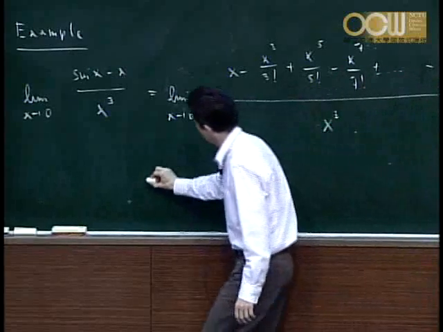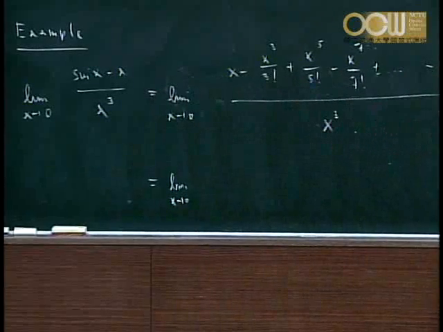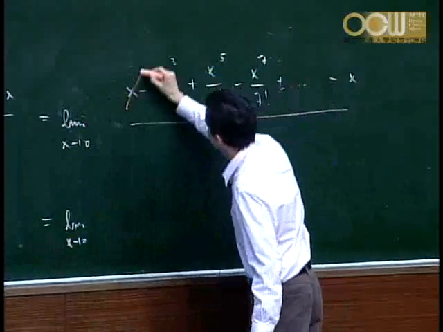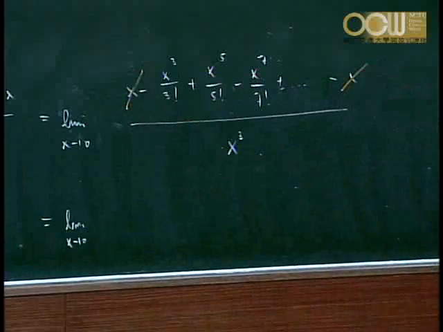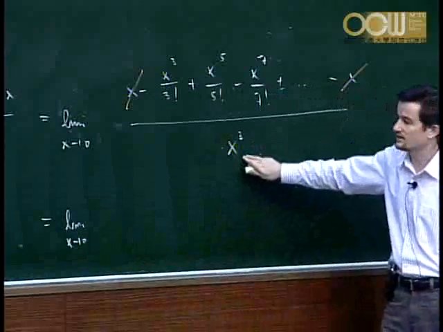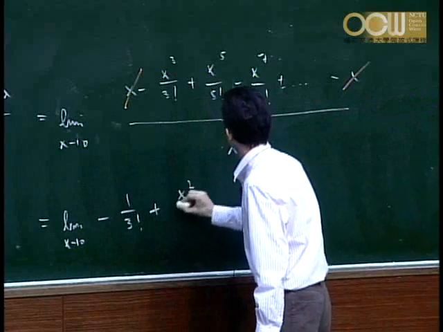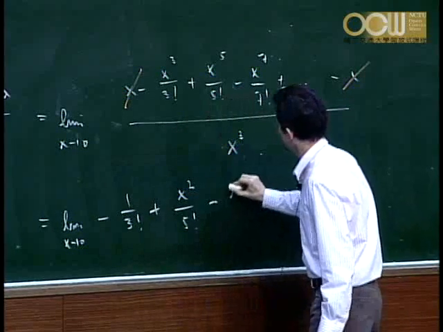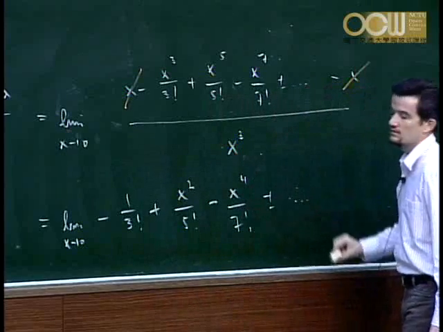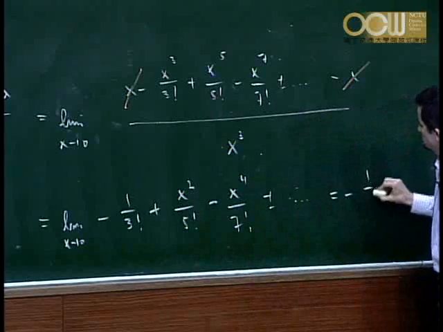Okay, and now you see that. You see, now you really understand. Why does the limit exist? The reason is simple: this term here cancels with this term. So this expression you can now divide by x to the cube, and it becomes minus 1 over 3 factorial plus x squared over 5 factorial minus x to the 4 over 7 factorial, and so on. Now you just plug in x equal to 0, and what you get is minus 1 over 6.